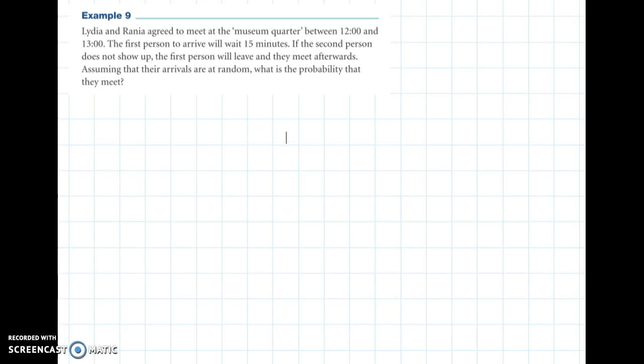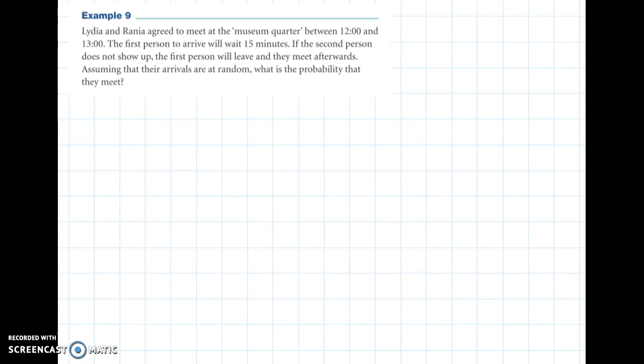We have these two friends, Lydia and Anya, that are trying to meet in the museum quarter in a pre-cell phone era when people agreed to meet in a corner and had to be there at the precise time. Well, they have a little bit of a more flexible agreement, and the person that will arrive first will wait 15 minutes for the second person.